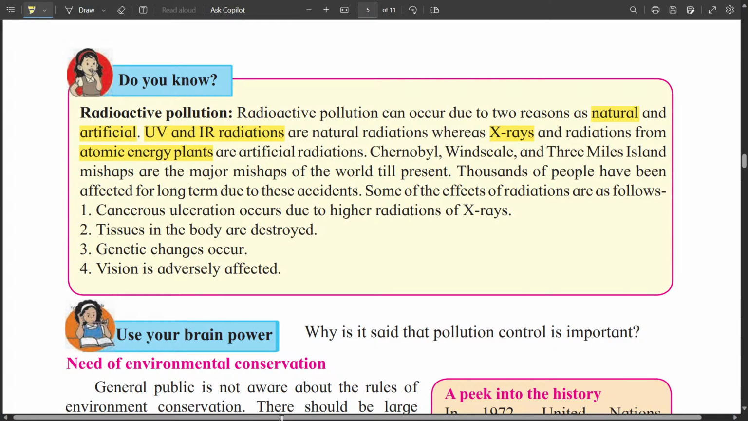Some of the effects of radiation are: cancerous ulceration occurs due to higher radiation of X-rays. Then tissues of the body can be destroyed. Genetic changes can occur. Vision can be adversely affected. So these are four main types of pollution, namely air pollution, water pollution, soil pollution, radioactive pollution. In addition to that, there is sound pollution, light pollution, then thermal pollution. So all these cause adverse effects on the ecosystems.